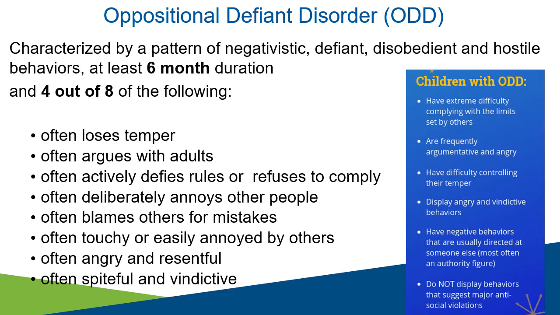Now, once again, to diagnose oppositional defiant disorder, it requires 4 out of 8 of the following symptoms, which are listed here. I'm not going to read them, but basically they're defiant, disobedient type symptoms. And these 4 symptoms must be ongoing for at least 6 months total in order to qualify for oppositional defiant disorder.